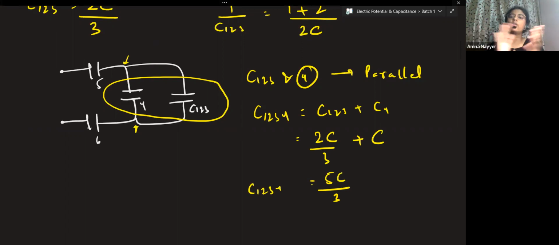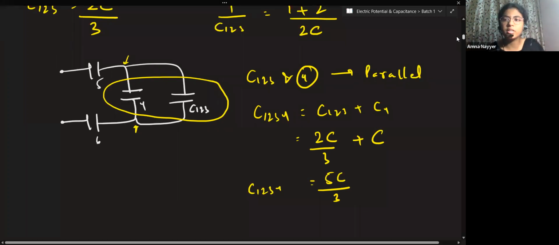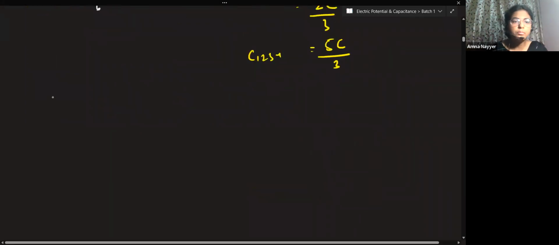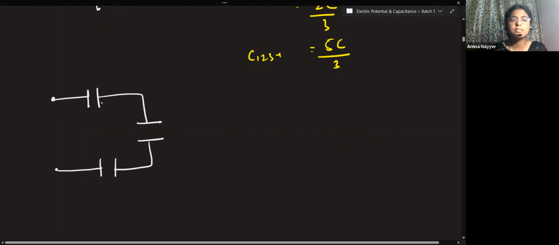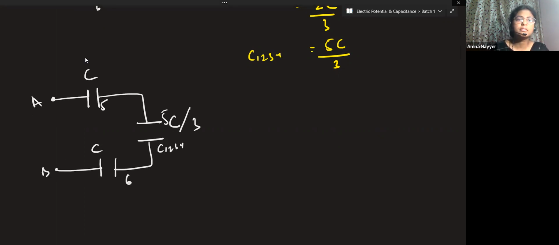Now let me draw again the reduced form of C1234. This is the fifth, this is now C1234, and this is the sixth. This is C1234, which is 5C by 3, and these are points A and B.